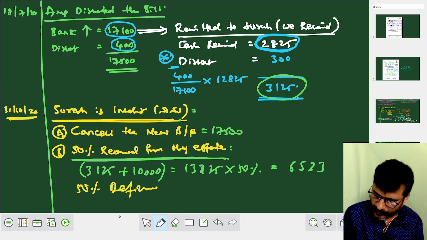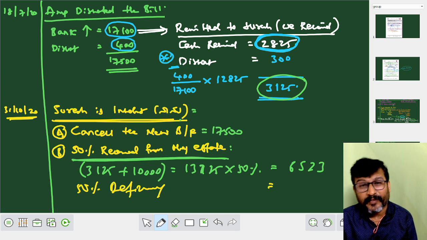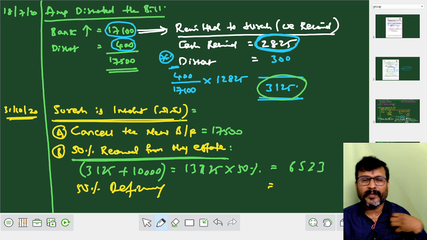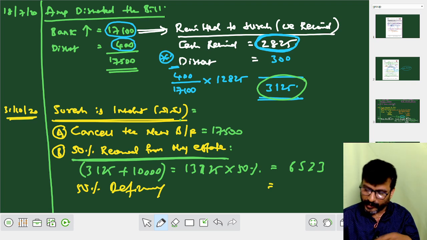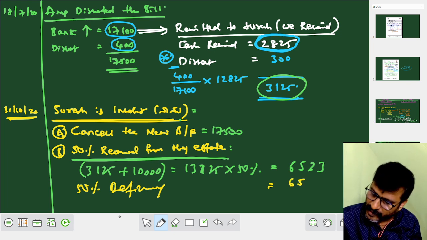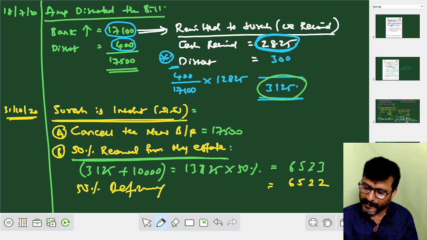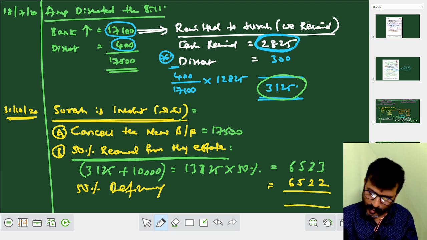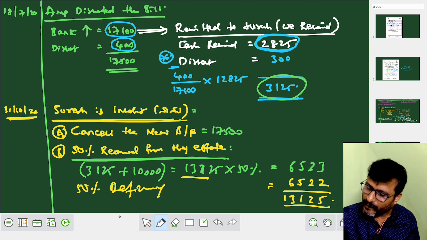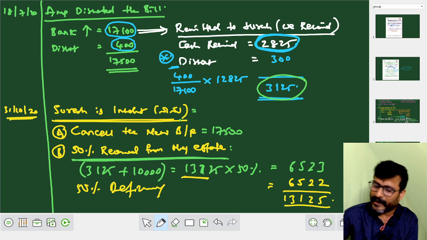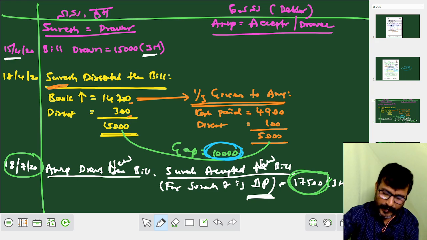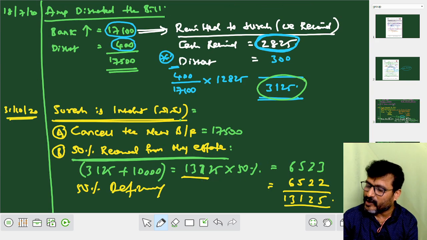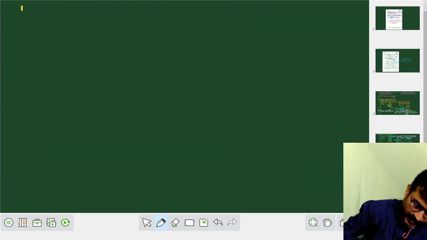Afterwards, another 50% is what? Deficiency. Why deficiency? I become insolvent. Here I am insolvent. So it is deficiency. It comes to 6,562, 1 rupee less, because the total amount comes to rupees 13,125. It is recovered from whom? From my estate. This is all about the explanation, my dear student. After the explanation, let us go for journal entries.